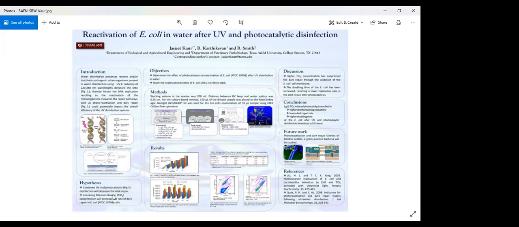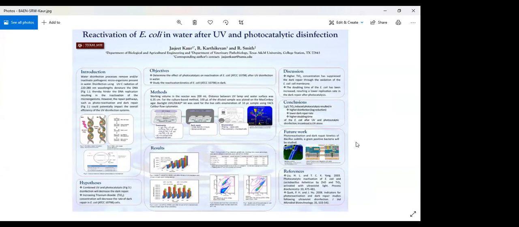Basically, they were trying to give a hypothesis over here that if you add TiO2 along with ultraviolet light, there will be lesser and lesser amount of reactivation and lesser amount of repairing of DNA taking place. Higher doubling time, this is what we have already discussed. Higher doubling time of the E. coli after UV and photocatalytic disinfection, in contrast to using ultraviolet light alone. Okay, what is the future work?